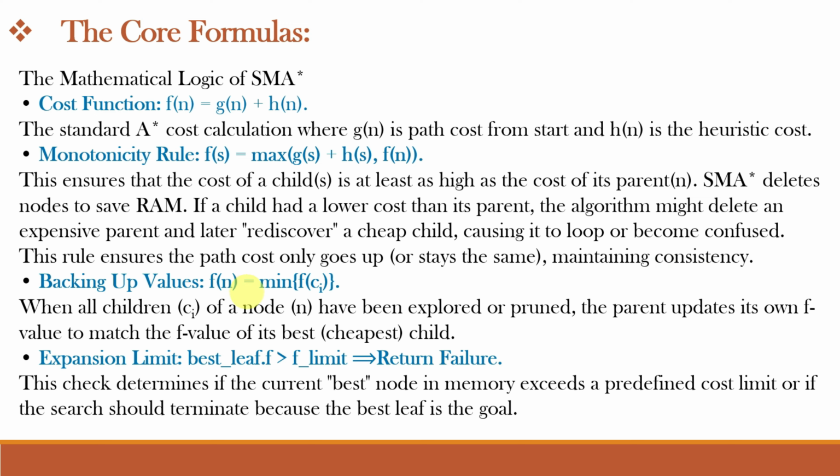And this is the formula for backing up values. And why is it important? See, this is a sticky note mechanism. When SMA star is forced to delete a child node to make room in the memory, the parent remembers how good that child was. So this prevents the algorithm from having to re-expand the whole branch just to find out the cost. And this formula provides optimality. This check determines if the current best node in memory exceeds a predefined cost limit or if the search should terminate because the best leaf is the goal.